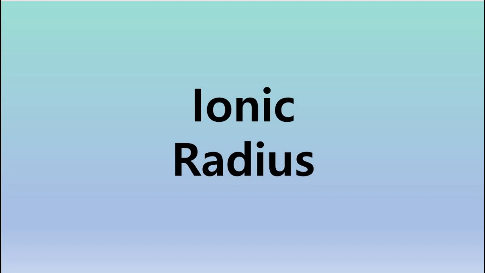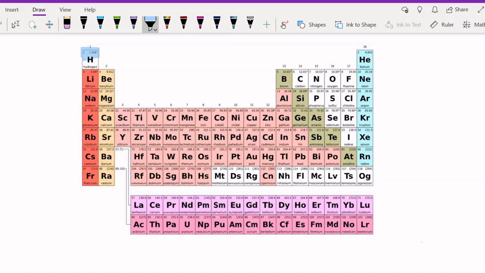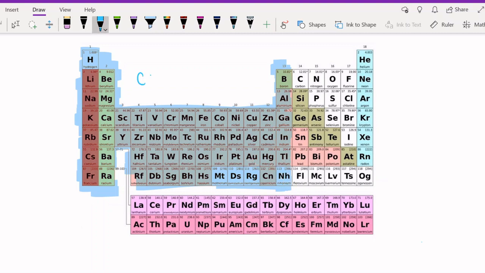Ionic radius is pretty similar to atomic radius, but it measures the size of ions instead of neutral atoms. As a reminder, ions form when atoms gain or lose electrons to form charged particles. On the left side of the periodic table, the atoms will lose their valence electrons to form positively charged cations. Group 1 metals have 1 valence electron that they lose, so group 1 ions have a +1 charge.